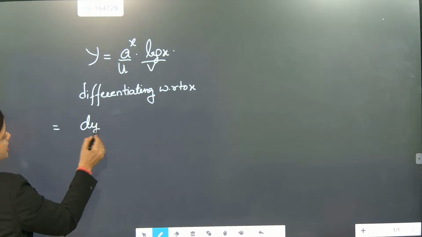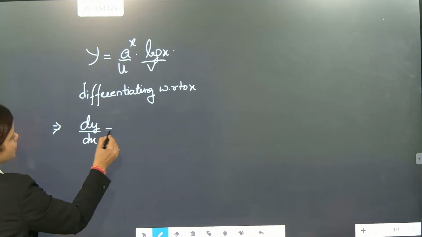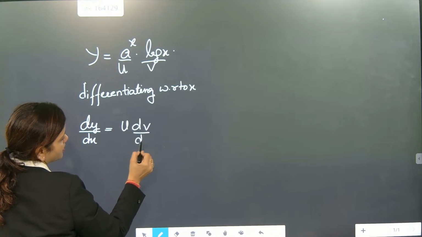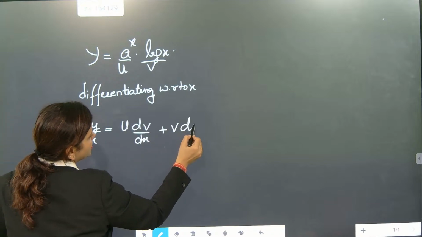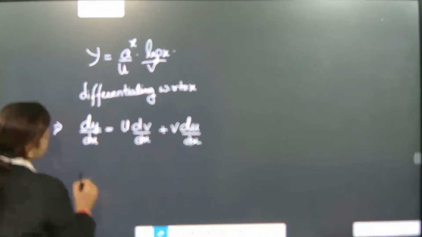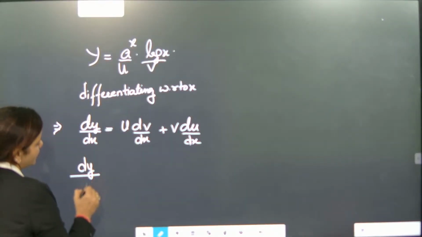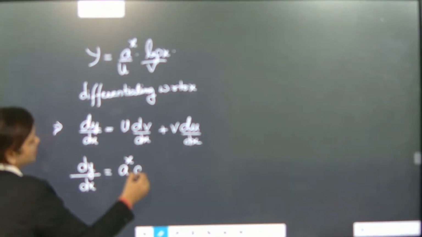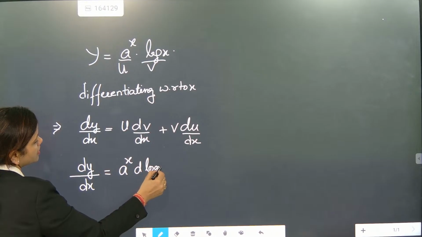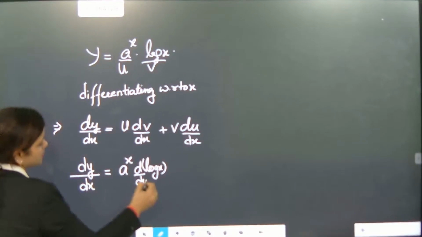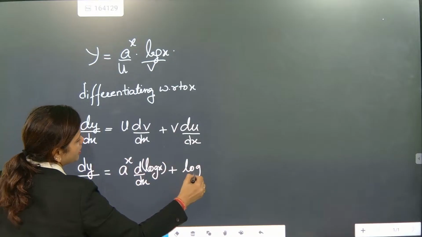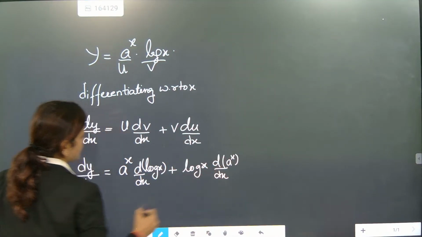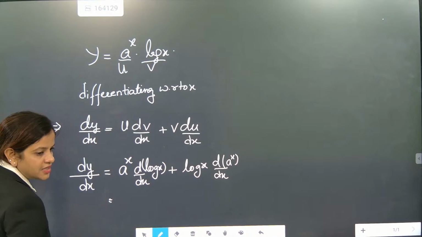When you are differentiating with respect to x, what will happen? One time dy by dx is equal to, first this u you leave, differentiate v, and then one time you leave v, differentiate u. So dy by dx is equal to a to the power x into differentiation of log x, then log x into differentiation of a to the power x. Understood? So what is the answer coming here, beta?